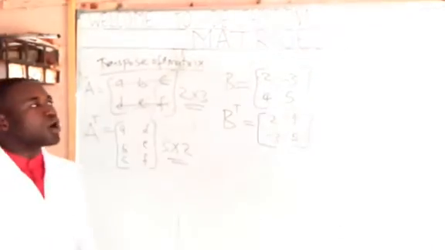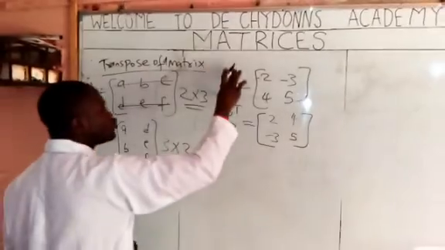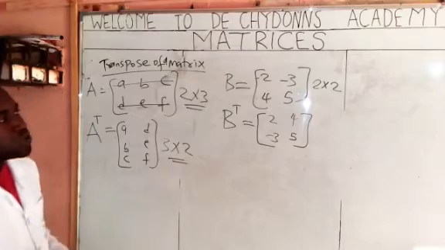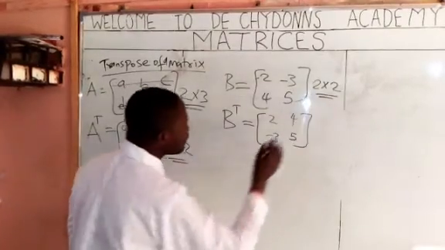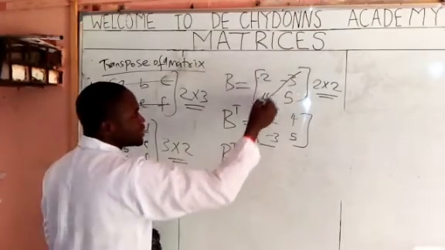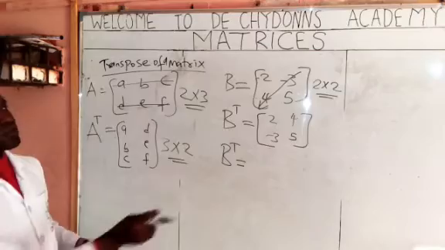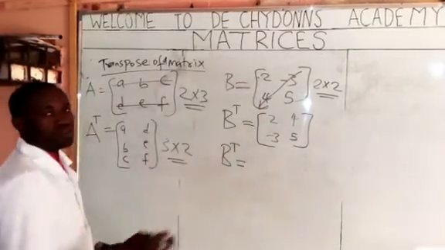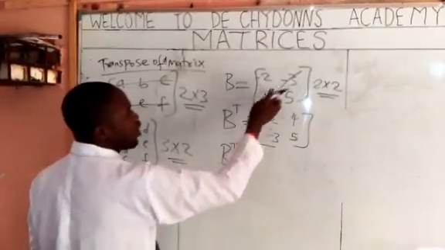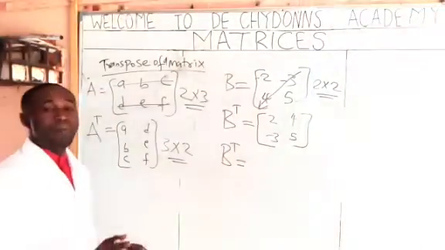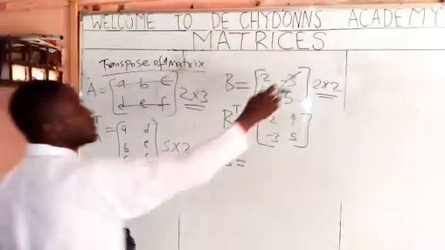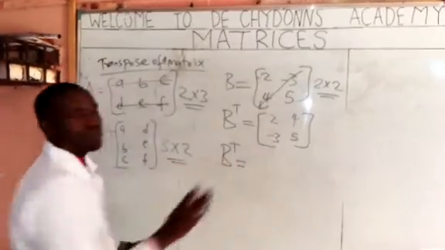Now, a shortcut for answering the transpose of a 2 by 2 matrix. This is a 2 by 2 matrix. If they say get the transpose of it, it simply means, remember this is your off diagonal element. Minus 3 and 4 are the off diagonal elements. So when you interchange the off diagonal elements, you have transposed the 2 by 2 matrix. You only do it that way for a 2 by 2 matrix.